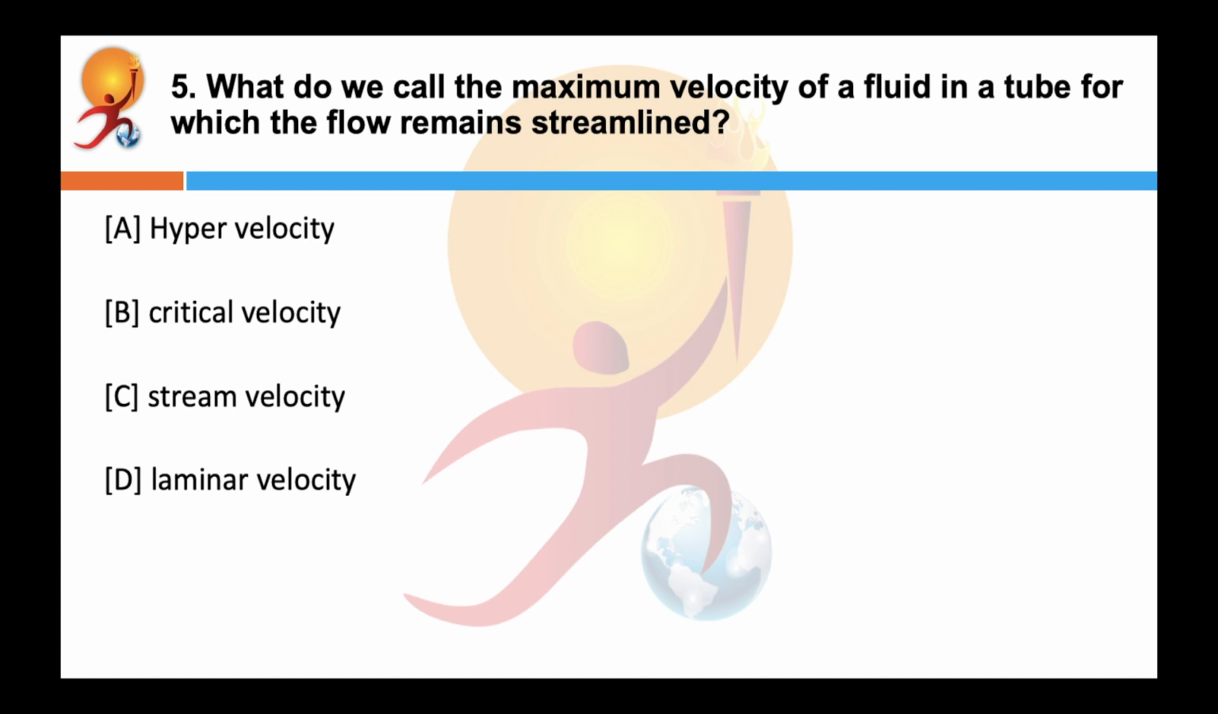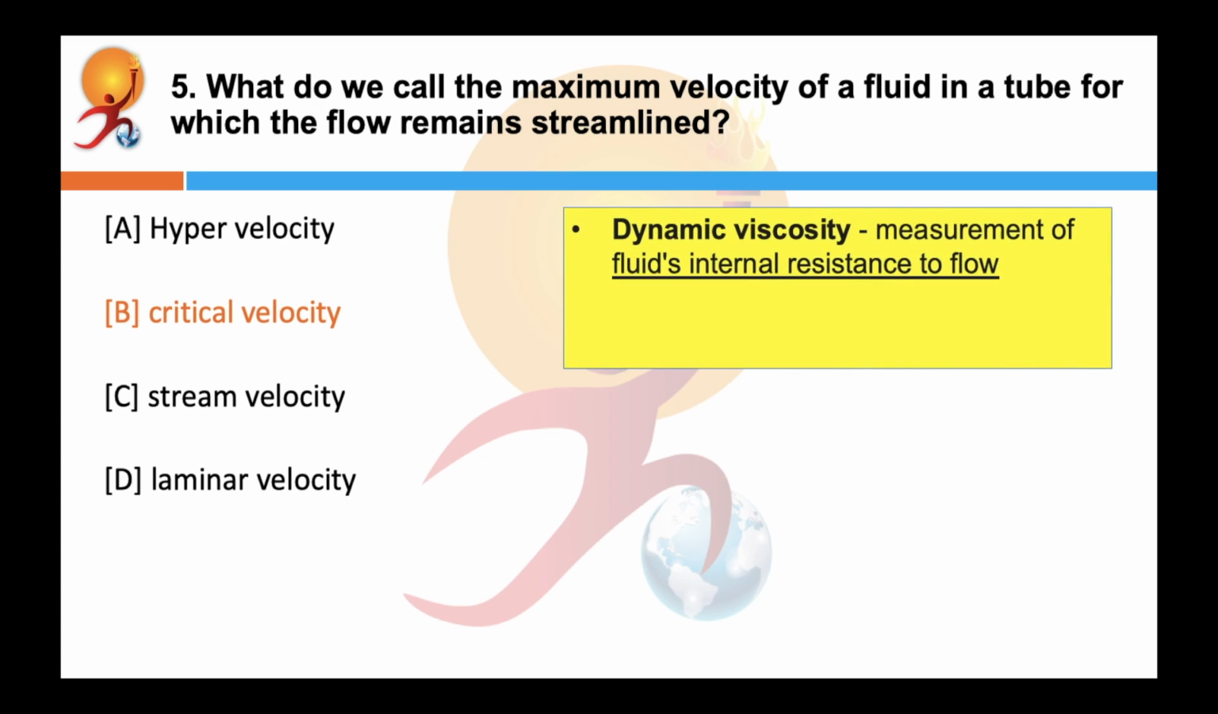What do we call the maximum velocity of a fluid in a tube for which the flow remains streamlined? Correct answer is B. It is called the critical velocity. Then there is also dynamic viscosity, which is also known as absolute viscosity, the measurement of the fluid's internal resistance to a flow. While there is kinematic viscosity as well, which refers to the ratio of dynamic viscosity to the density.